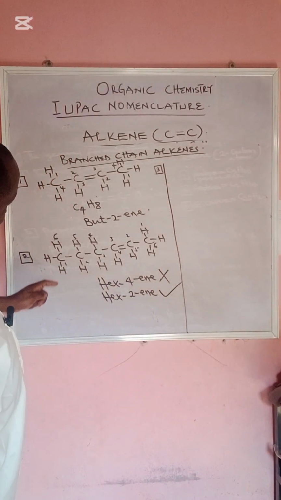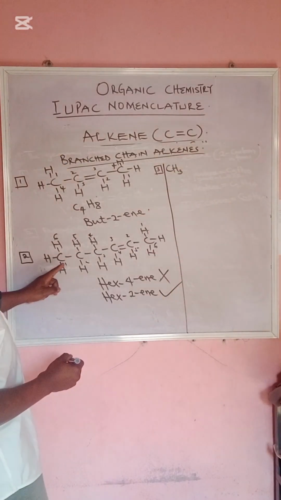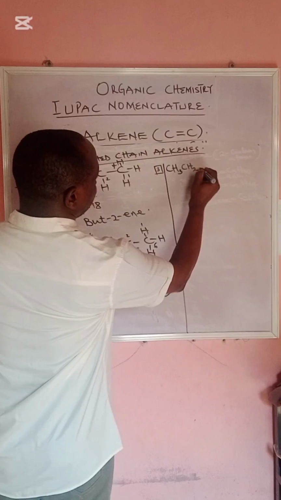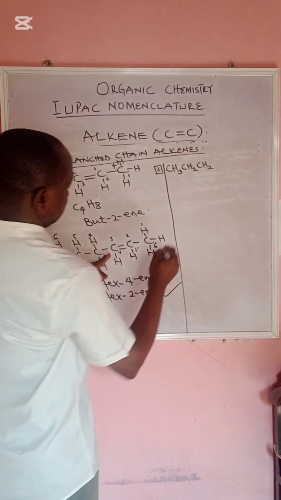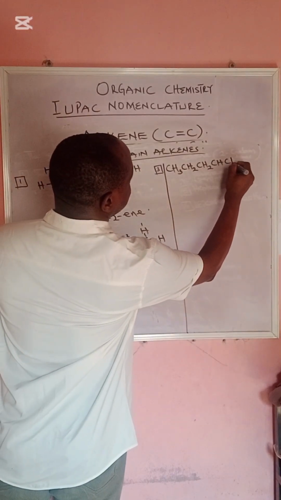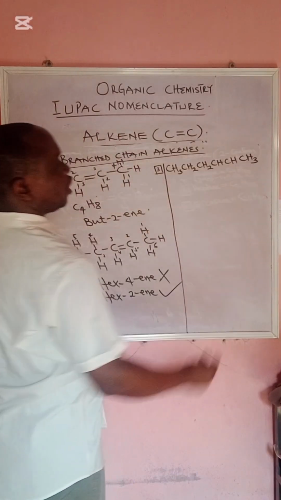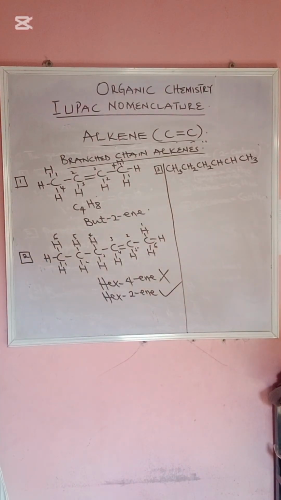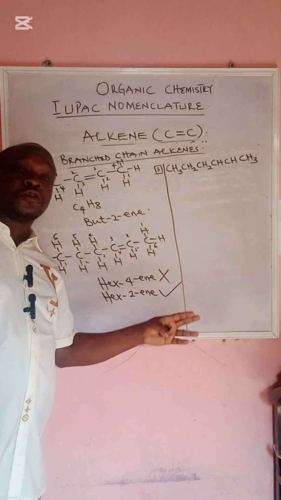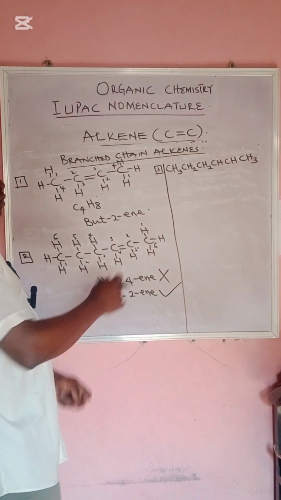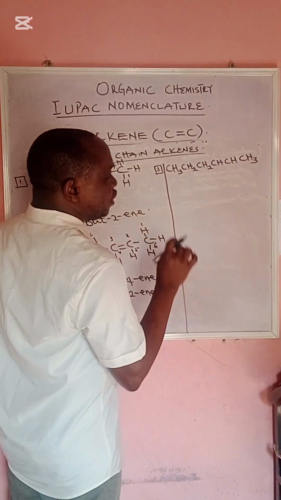Let me warn you here again. There are some questions. They will give you this molecular formula: CH3, CH2, CH2, CH, CH, then CH3. Then you have to draw the structure. You don't know whether it belongs to alkane, or whether it's alkene or alkyne. But when you are drawing it, the hydrogen will tell you what to do. You cannot add hydrogen. The only thing you can add is bond.